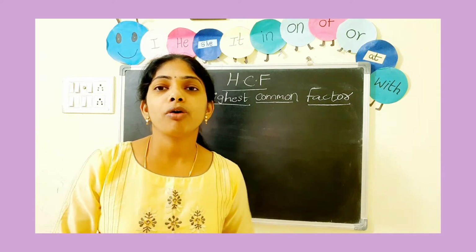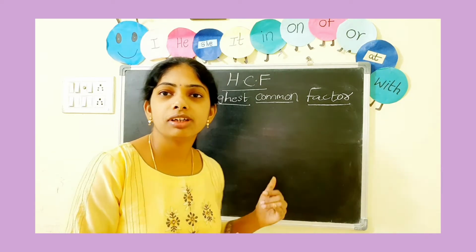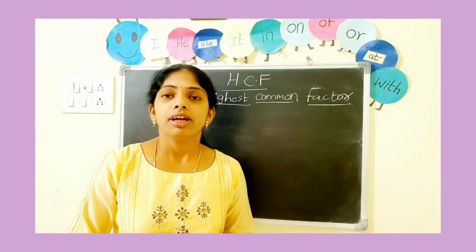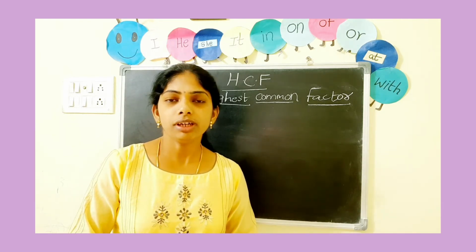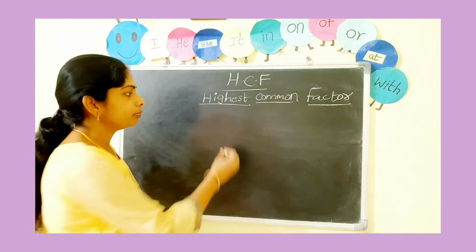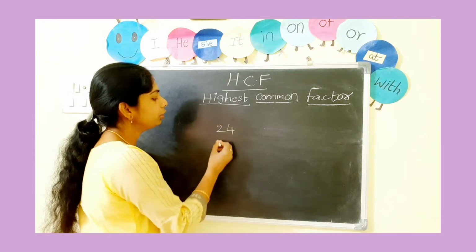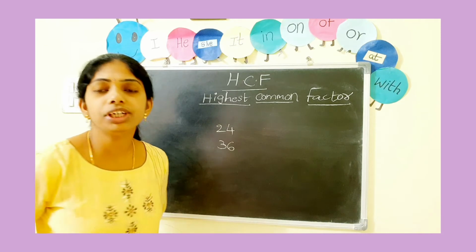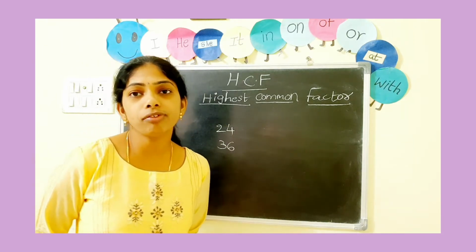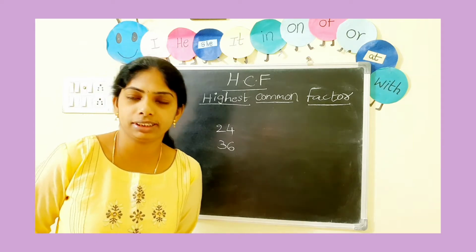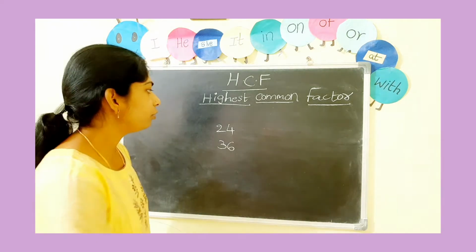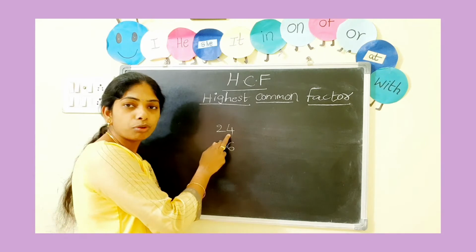We already discussed LCM. Today we are going to learn about HCF. HCF is nothing but the highest common factor. Okay, let's take one example: 24 and 36. We need to find the common factors, and the highest one is called the HCF. So let's find the factors of 24.